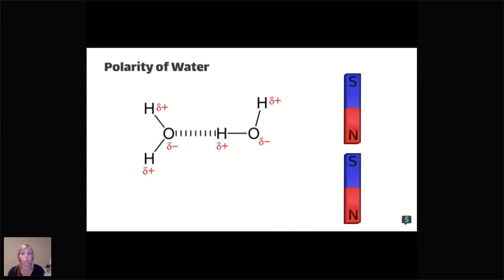Water has oxygen and 2 hydrogens. Oxygen is electronegative. It's greedy. It's pulling those negative electrons closer to it, so it behaves negative. It's partially negative. Notice here we have 2 water molecules that form a hydrogen bond together. And that's where my previous slide was. Let me go back to it.